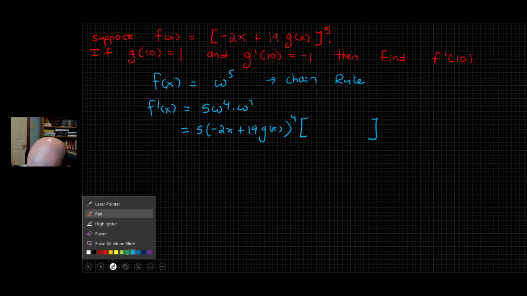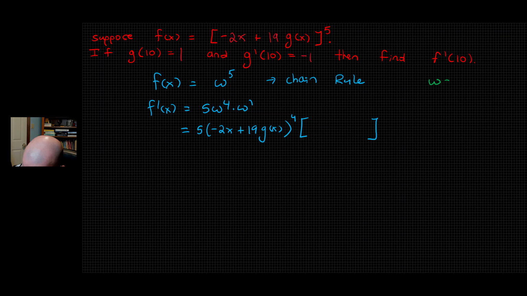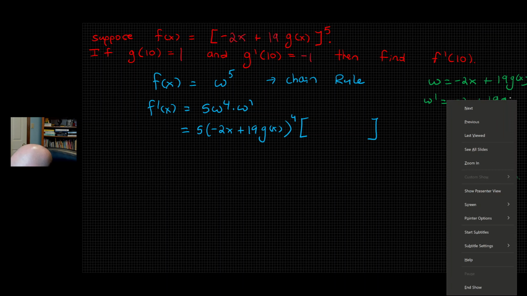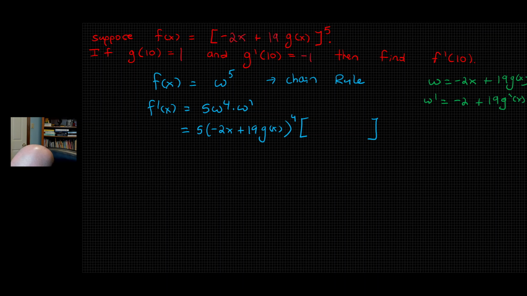I'm going to do the w prime stuff off to the side. W is equal to negative 2x plus 19g of x. So then w prime is going to be negative 2 plus 19g prime of x. This is like taking the derivative of y, or 3y. Derivative of 3y is 3y prime. Derivative of 19g is 19g prime. So I'm going to plug that in the box here, negative 2 plus 19 g prime of x.